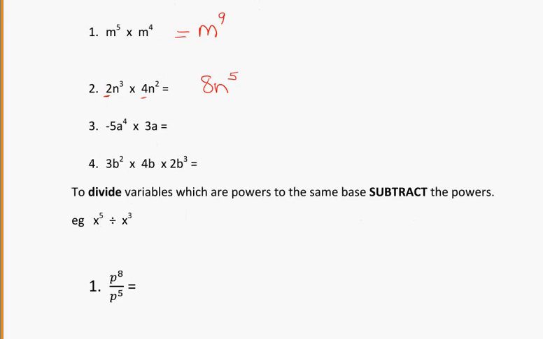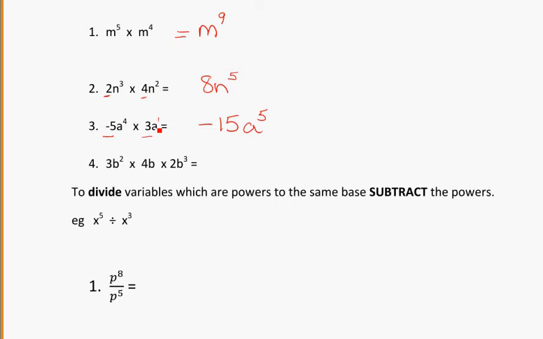Let's try the next example. Multiply numbers first. Negative 5 times 3 is negative 15. Now do letters. A to the power of 4 times a. Well, just an a by itself is a to the 1. So you go 4 plus 1, and we have a to the power of 5. Don't forget that a by itself, it's always to the power of 1.